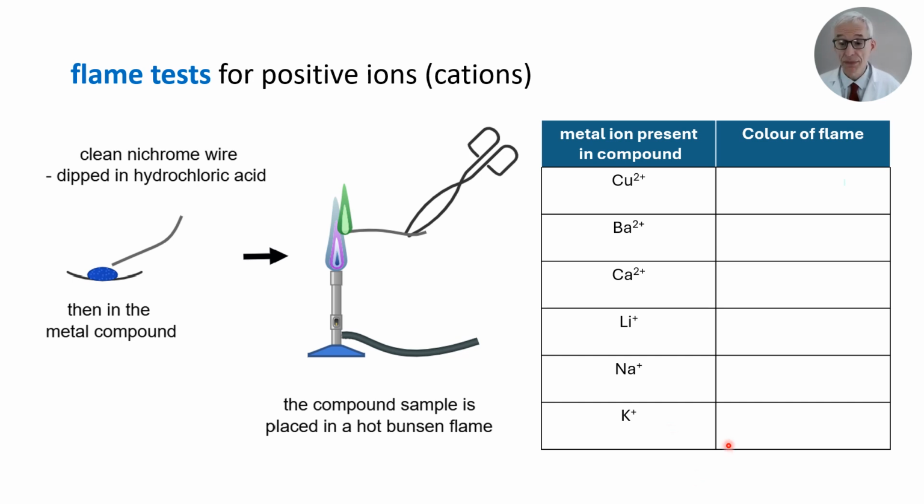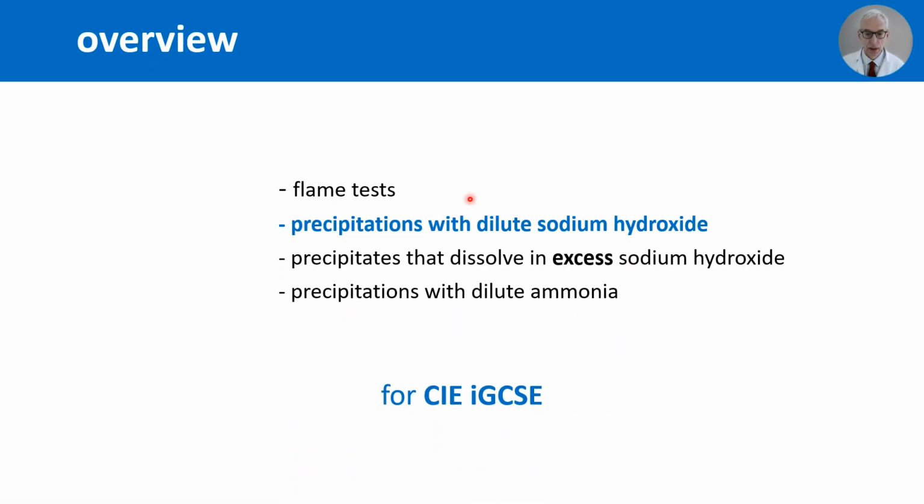Okay, so to reveal, copper 2+ is a blue-green flame, barium a light or apple green, calcium orange-red flame, lithium a red flame, sodium a yellow flame, and potassium a lilac flame. Of course, for iGCSE CIE, you are provided with a data sheet with those flame test colors.